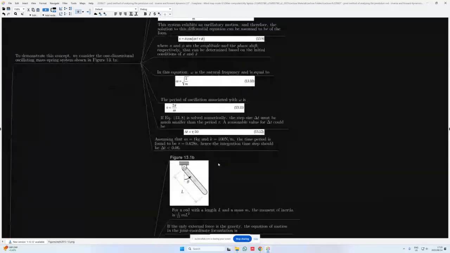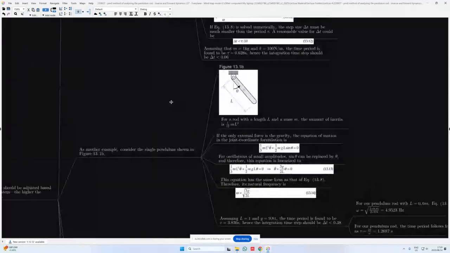And if equation 13.8 is solved numerically, the step size delta t must be much smaller than the period tau. A reasonable value for delta t could then be that delta t must be smaller than 1/10 of the period that we calculated. So if we substitute some values in, we can say that the mass is 1 kilogram, the stiffness of the spring is 100 Newton per meter, and so we calculate the time period from equation 13.11 as 0.628. So in accordance with equation 13.12, we then get that our time step should be smaller than 0.06 seconds.